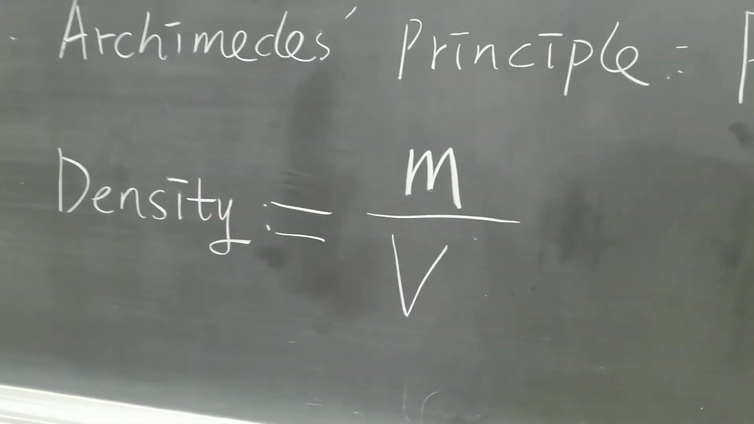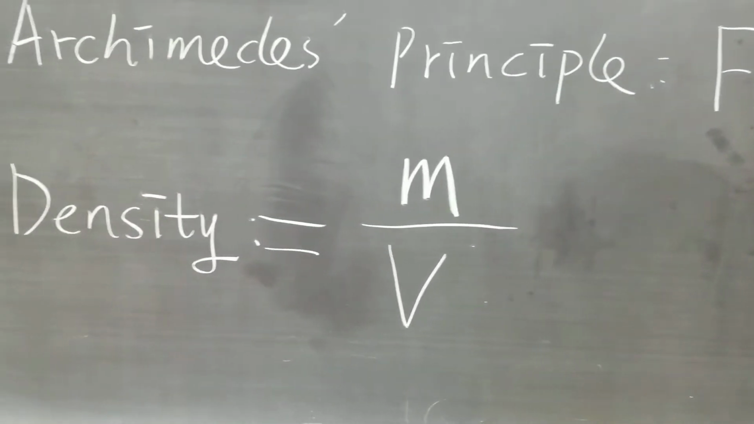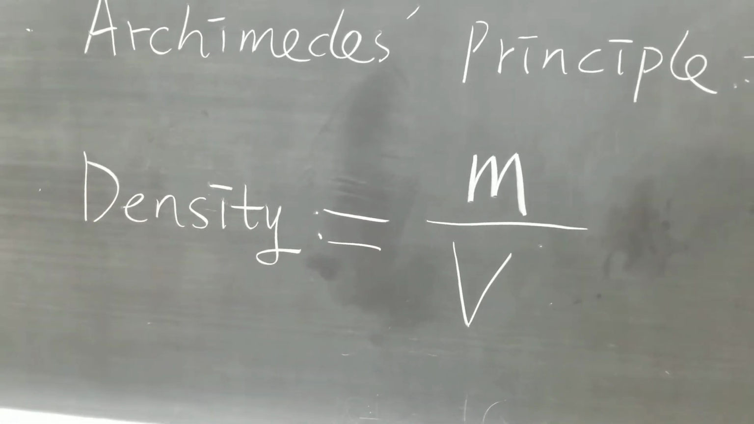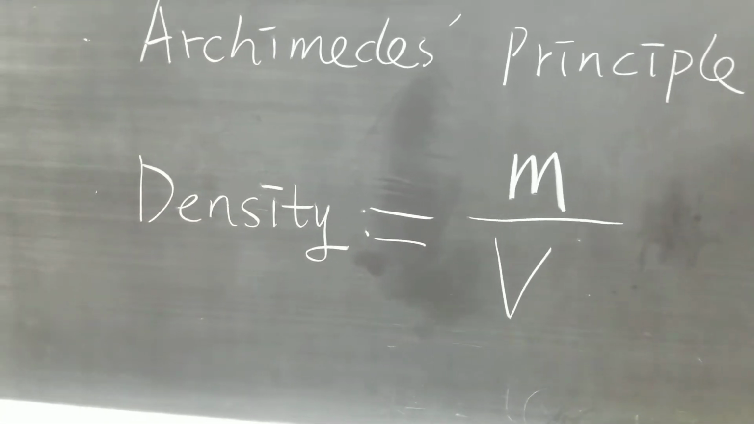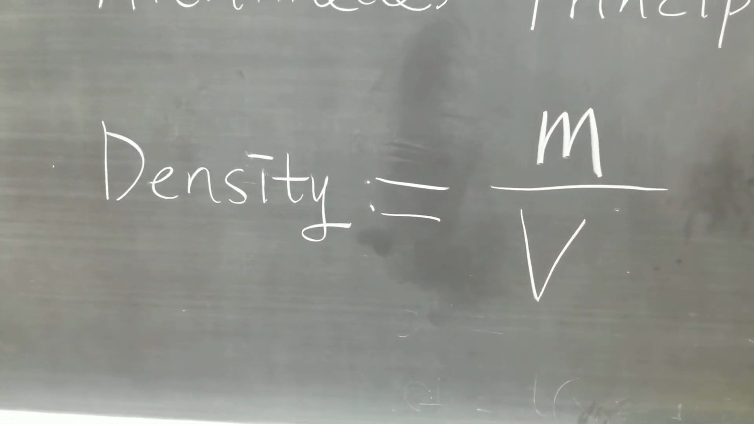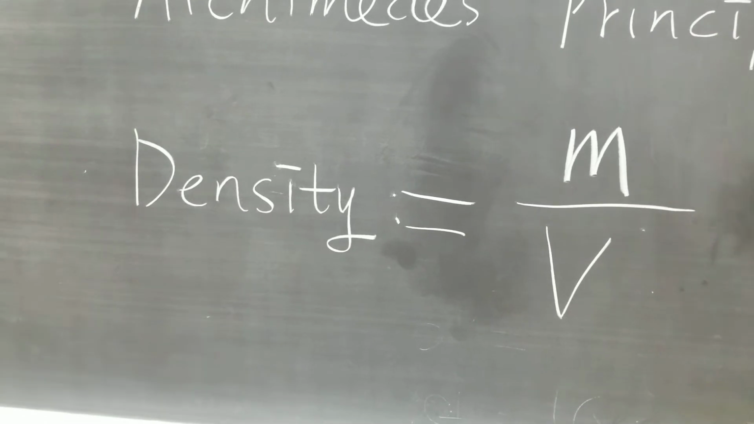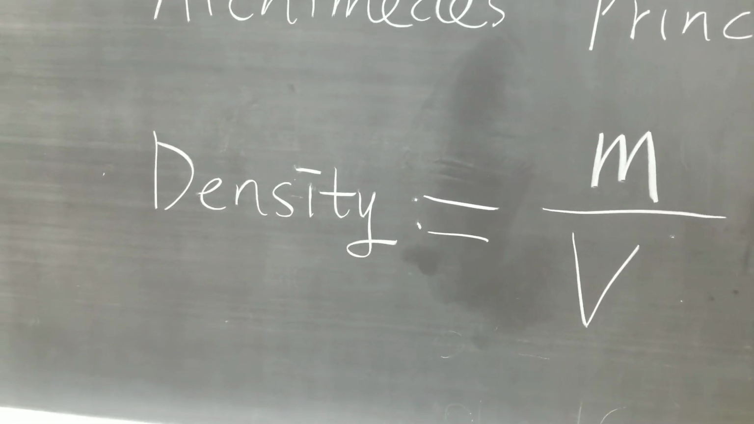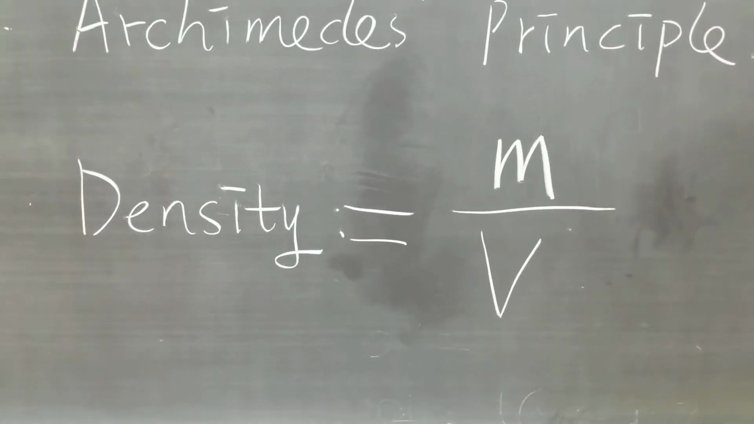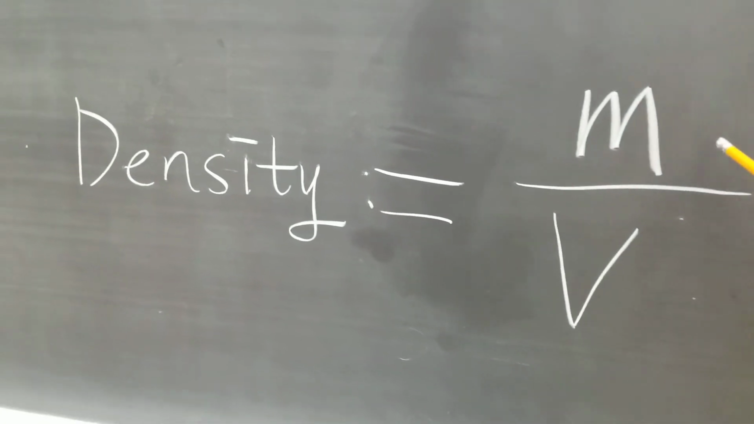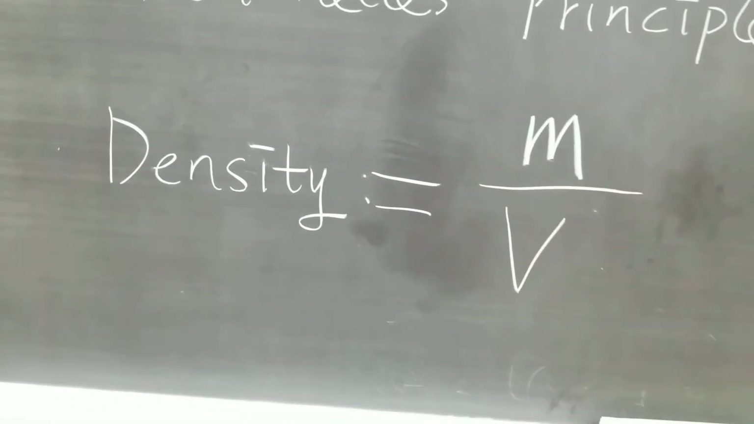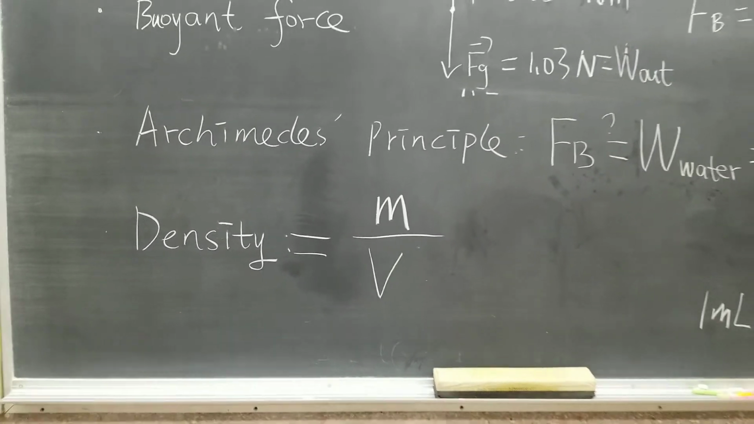And you have noticed that some of the objects will float like the wood block. Some of the objects will sink to the bottom like the cylinder. And that's up to the density. If the density of the object is greater than the density of the fluid, it will sink. If the density is lower than the density of the fluid, it's going to float. So we want to find out the density so that you can compare the density of the block with the density of water.